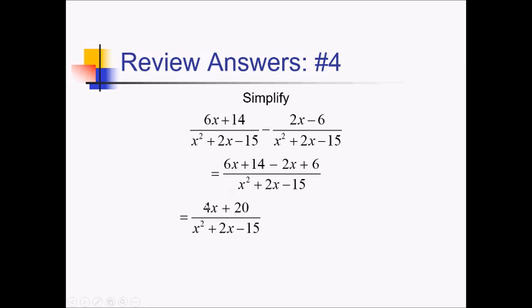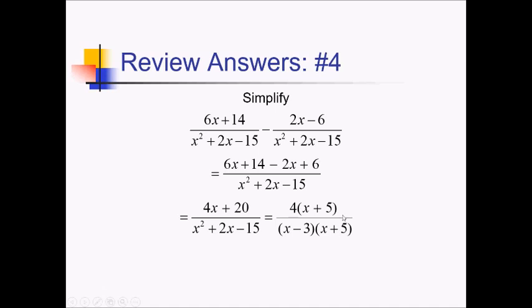It looks like I can factor a 4 out of that numerator. So we have a 4 times x plus 5. And we might as well factor the denominator to see if there's anything that we can cancel there. So let's see, factors of negative 15 that add up to 2. Well, 1 and 15 doesn't work. 3 and 5 does if you have negative 3 and positive 5. So x minus 3, x plus 5.